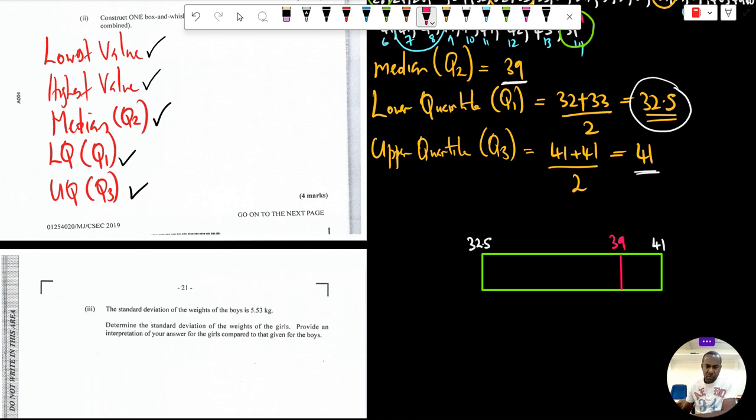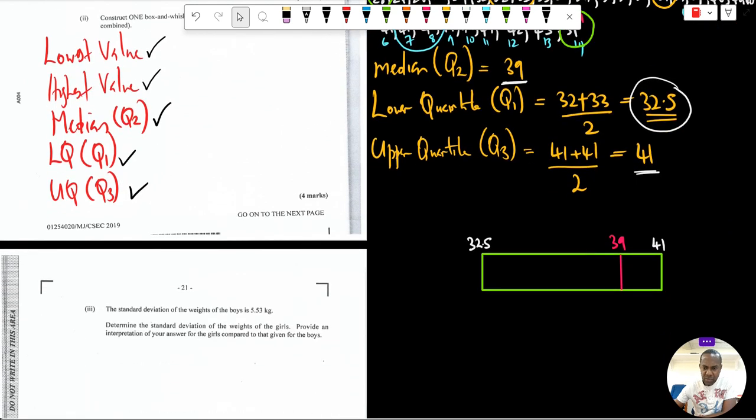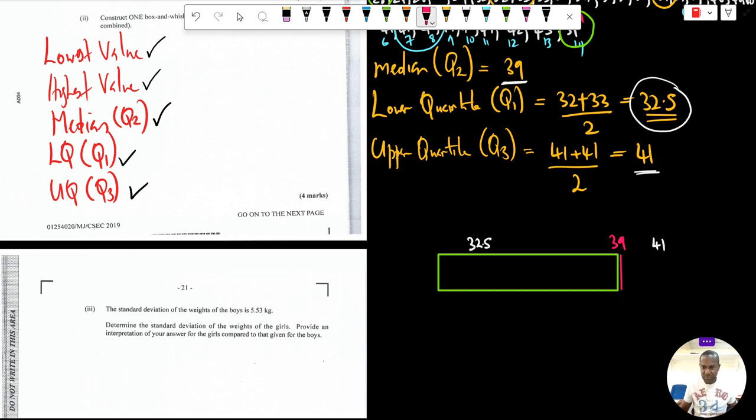Are we finished? No, we're not finished. We must draw the whiskers, and the whiskers will extend from the lower end of the box, that is the lower quartile, to the lowest value, and then from the upper end of the box to the largest value. And of course, this must be reflective of the scales that we're using as well. So what is the lowest value? The lowest value is 28, while the largest value is 51. Now let me just shift my box a little bit so I could get some more space to the right.